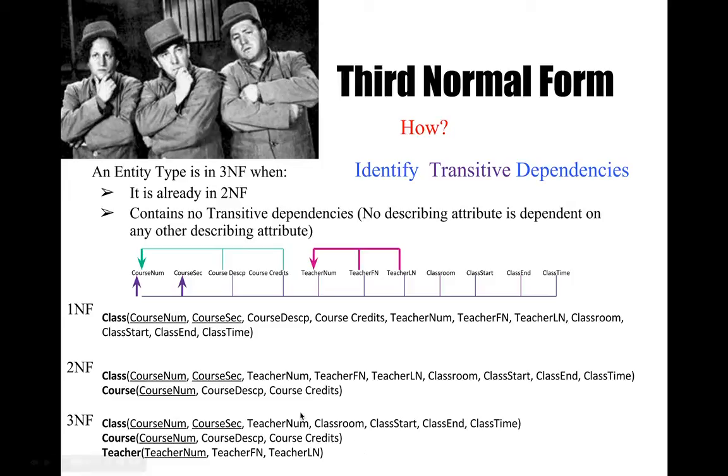If you look at this table listing, we now have all those attributes ending up as three different entities. One called class with course number and course section, one called course with course number as the primary key, and then one called teacher with teacher num as the primary key. Again, eliminating repeating groups and making sure all the attributes are properly associated with each other.